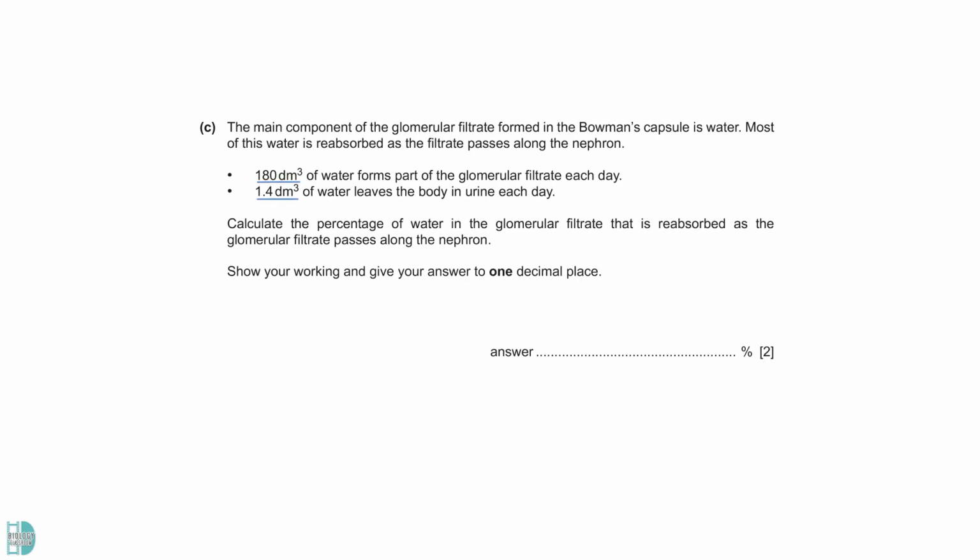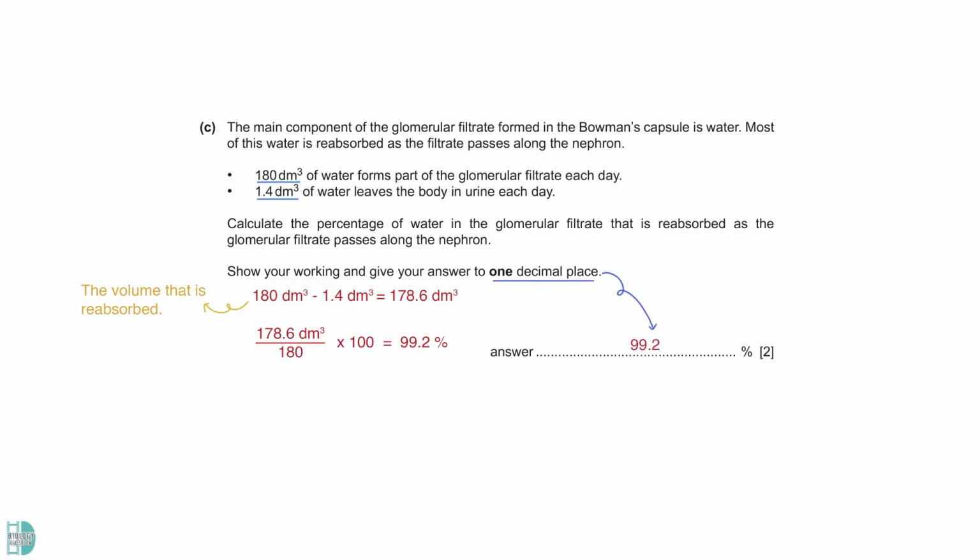180 dm³ of water forms part of the glomerular filtrate, but only 1.4 dm³ leaves the body in urine. That means 178.6 dm³ of water is reabsorbed. Divide this by the total and multiply by 100 to give you the percentage. Remember to give your answer to one decimal place.